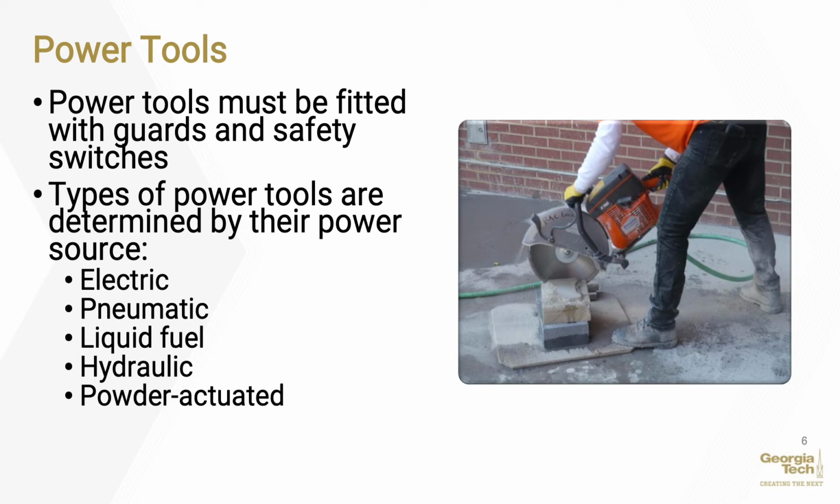Liquid fuel-powered tools are powered by fuel, usually gasoline, and include chainsaws, weed eaters, drills, blowers, edgers, and augers. Hydraulic tools have fluid that provides a medium for power transfer, including a hydraulic jack. Power-actuated tools operate like a loaded gun, including nailers, riveters, framing tools, and other fastener tools.